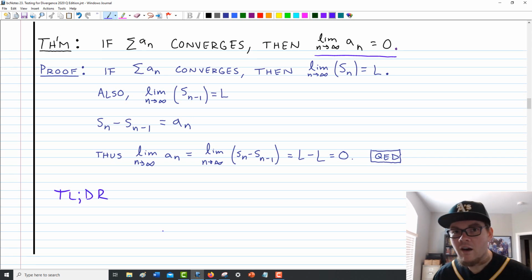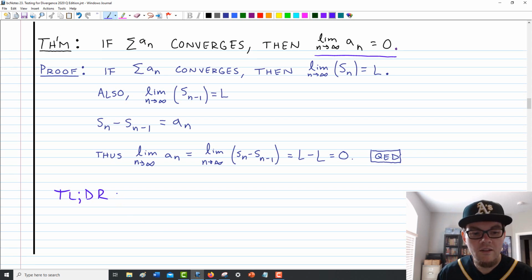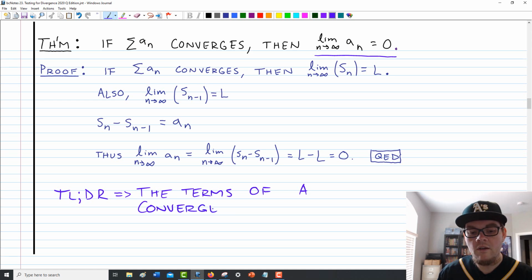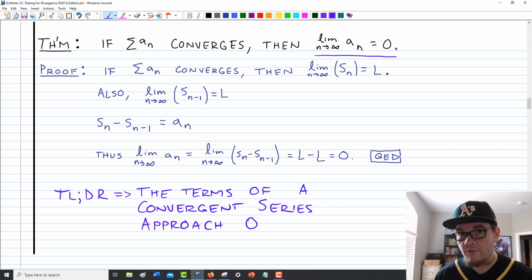The TLDR, oh, I hate that phrase, but whatever it is, if that part just didn't work for you, what this is saying basically is that the terms of a convergent series approach 0. So in other words, we can't say that they necessarily decrease, but we can say that their magnitude gets smaller and smaller as we go forward. That's the only way for the terms to behave in a convergent series.